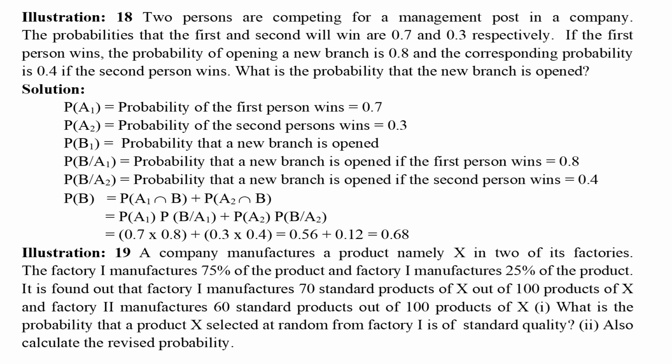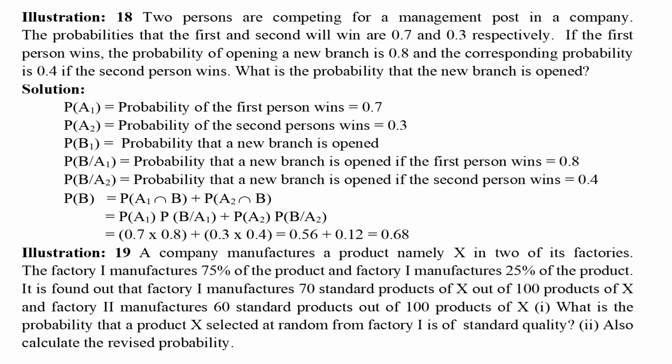P(B) equals P(A1 intersection B) plus P(A2 intersection B) equals P(A1)P(B|A1) plus P(A2)P(B|A2) equals 0.7 by 0.8 plus 0.3 by 0.4 equals 0.56 plus 0.12 equals 0.68.